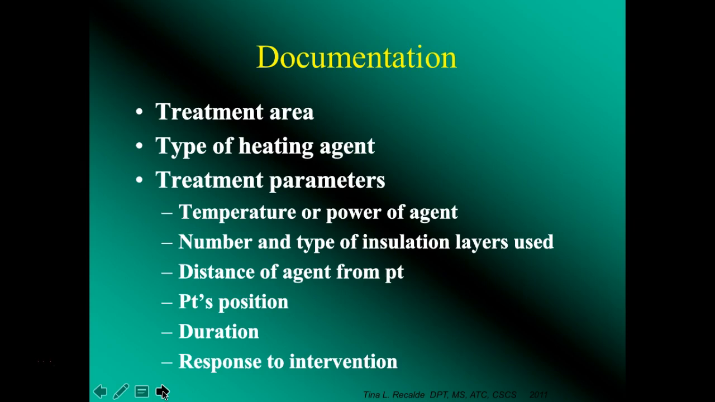And then most importantly, what was the response to that afterwards? We talked about the pain assessment scale. Did that change their pain any? Maybe they were having difficulty getting on and off the table or putting their shoes on and off, and maybe after that thermo treatment, they were able to do that with less pain and more effectively. So that's kind of the things you want to document.